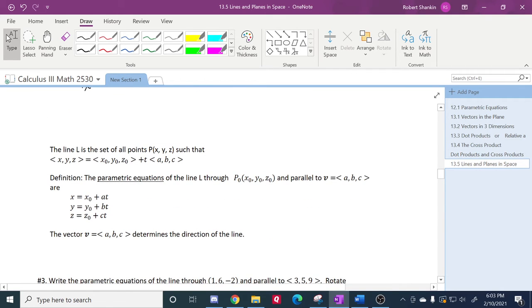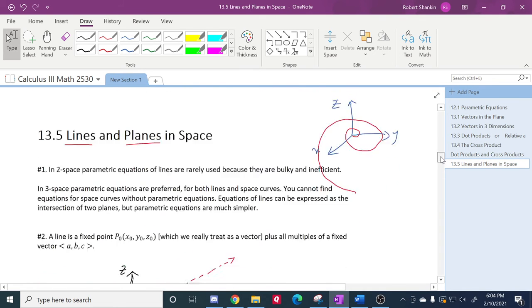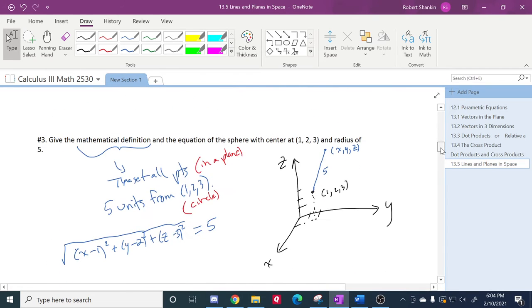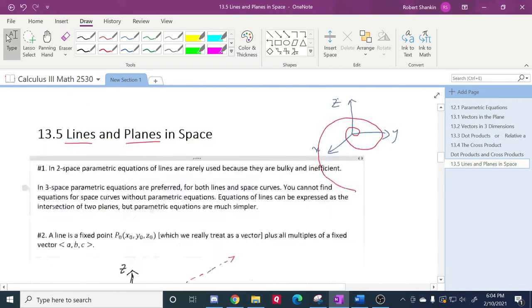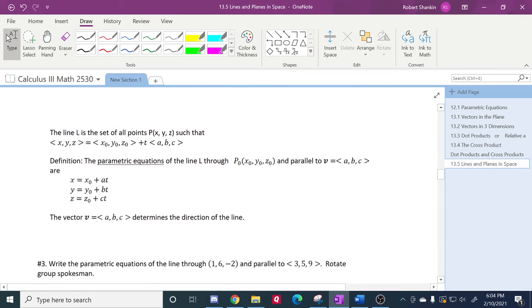The line L is the set of all points P, x, y, z, such that x, y, z... now this is kind of similar to what we did in the practice quiz. For the definition of the sphere, I just picked one point on the edge of the sphere, but x, y, z could have been anywhere on this sphere. Then I said what must be true about that, and that gave the equation of the sphere. We're doing something similar here.